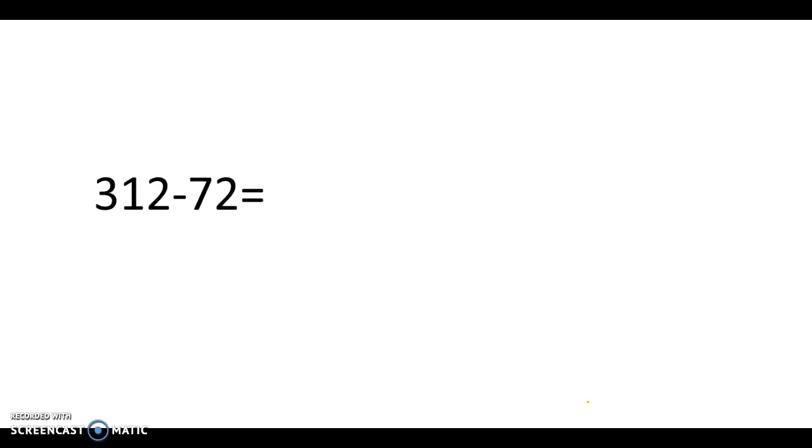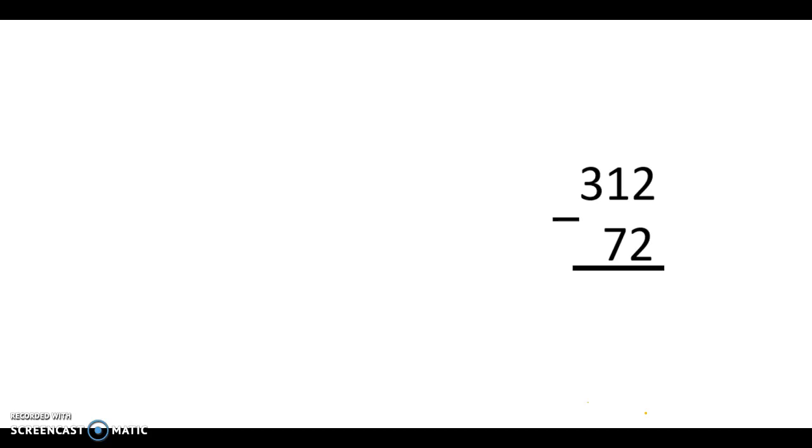All right, now we have a 3-digit number and we are subtracting 2 digits from it. We're going to line it up vertically. So notice I made sure to line up my ones place.